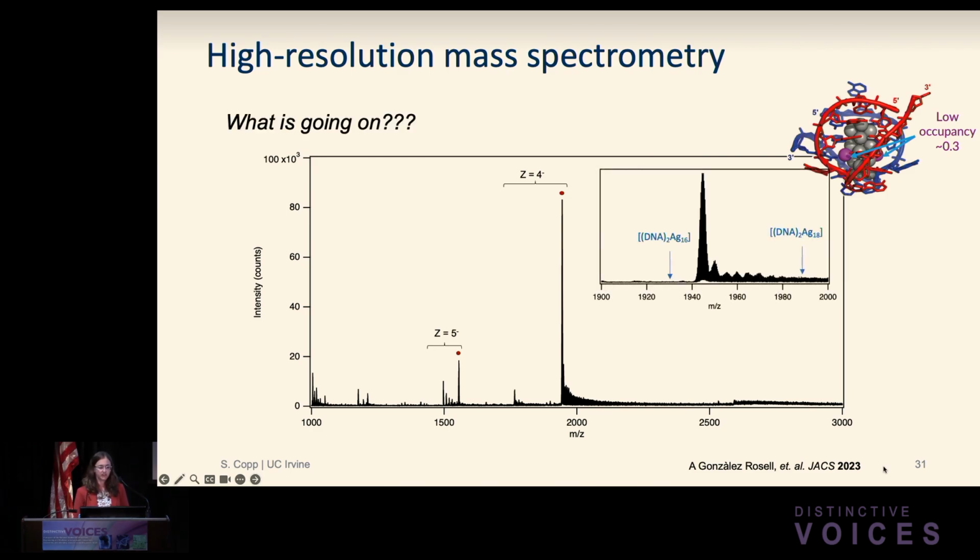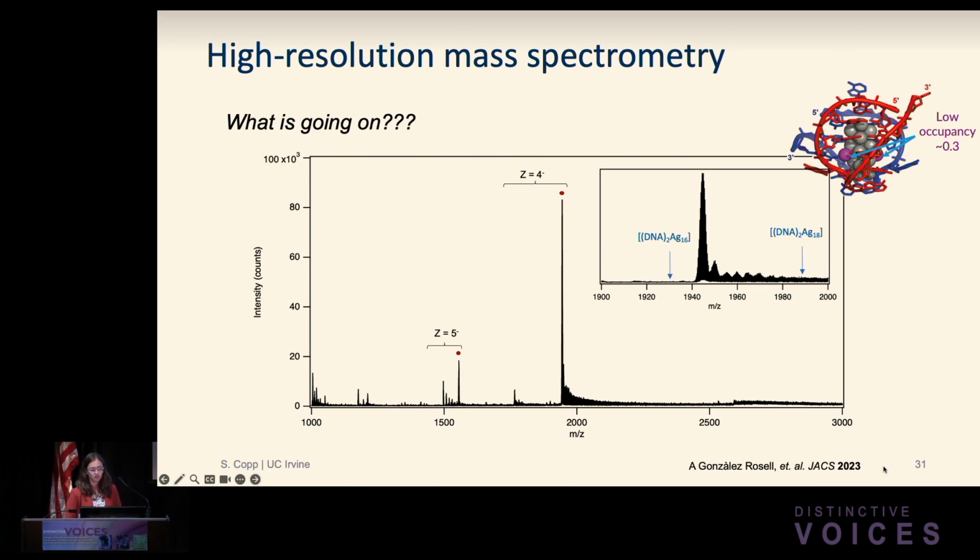But when we zoomed in, we were baffled. So there was no combination of DNA strands and silver atoms that could give us the mass distribution we observed. And Ana kept repeating the measurement over and over and getting the same result. So what is going on here? Well, we have another element, another type of atom inside of the cluster. But the problem is the periodic table is very big. So there's a lot of possible atoms here.